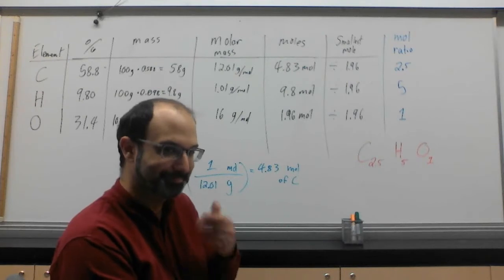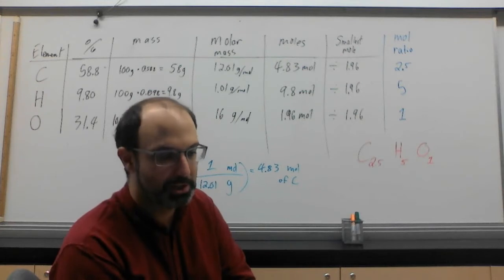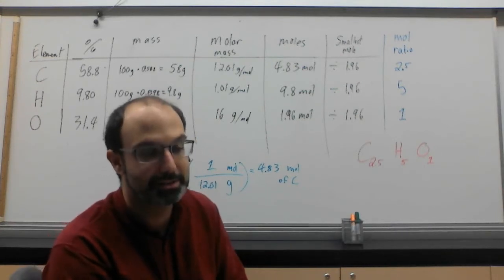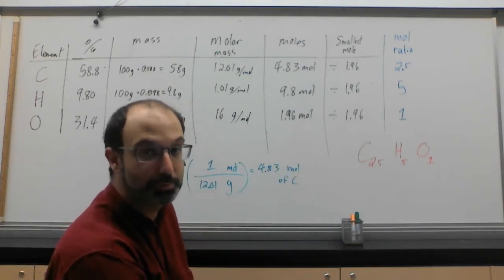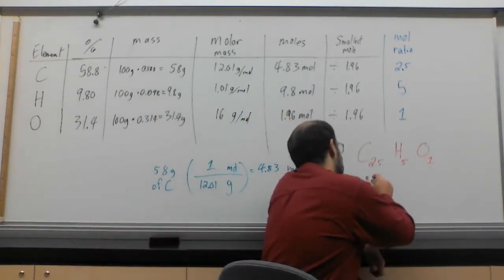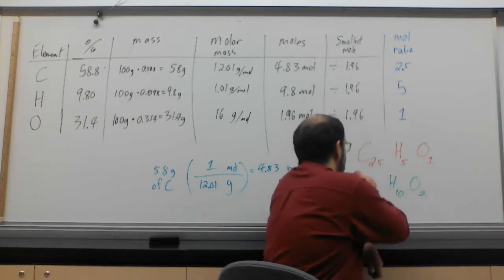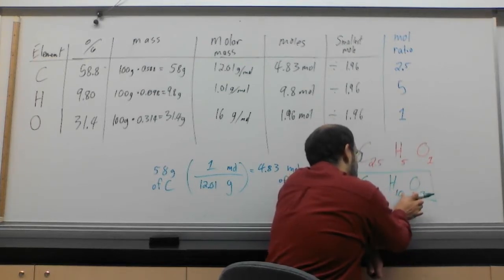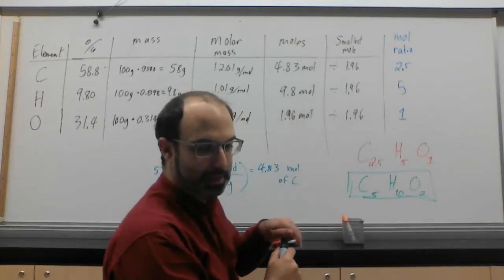So what do we do? It's the same trick we used when we were balancing equations. It says right here, since this is not the lowest whole number ratio, we must multiply each number by a value that will give us all whole numbers. In this case, it's by 2. If I multiply everything by 2, I will get C5H10O2. This, and he covers up some of the numbers, this, there we go, is the empirical formula.